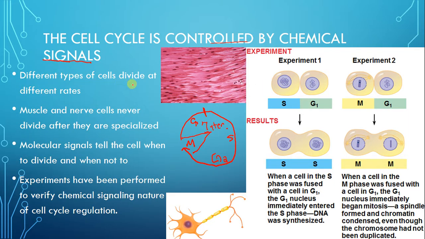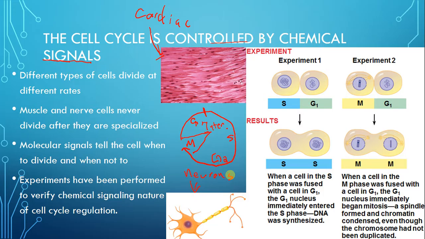So first, different types of cells divide at different rates. So the lining of your stomach, those cells get regenerated very, very quickly because of the stomach acid that constantly wears away at them, so they have a high rate of mitosis. On the other end, muscle cells, like we have here, these are cardiac muscle cells, and nerve cells, or neurons, never divide. So once they mature and are specialized, they never really go through mitosis after that.